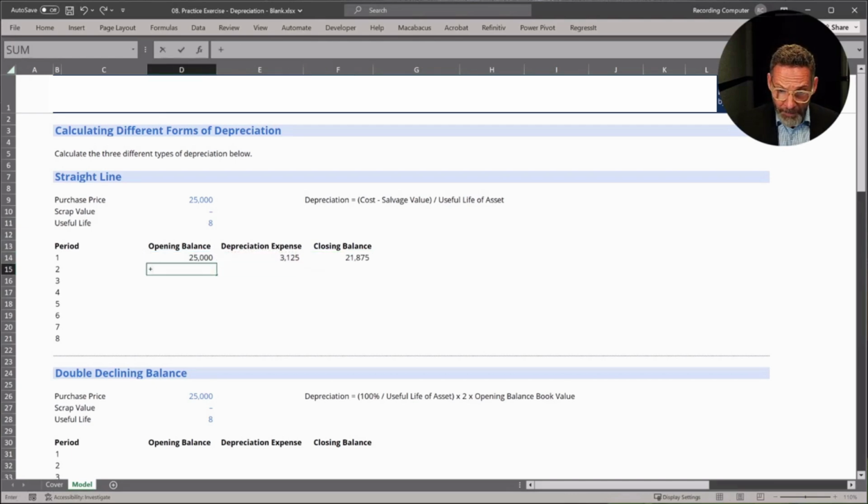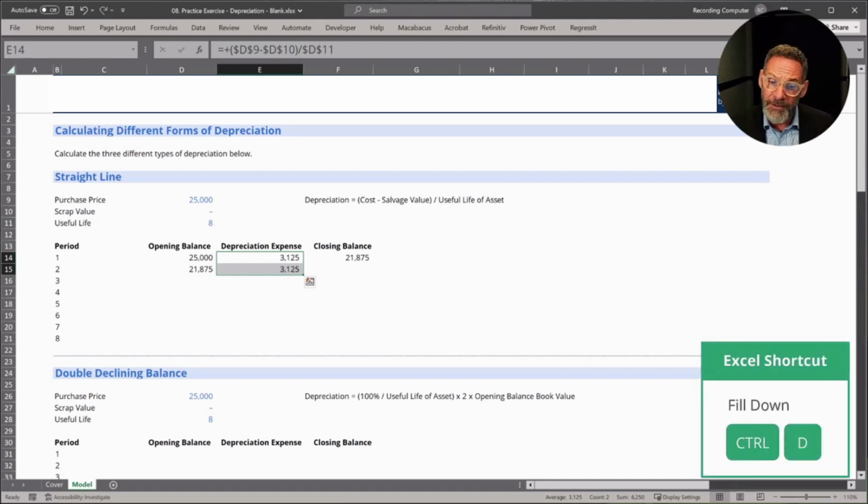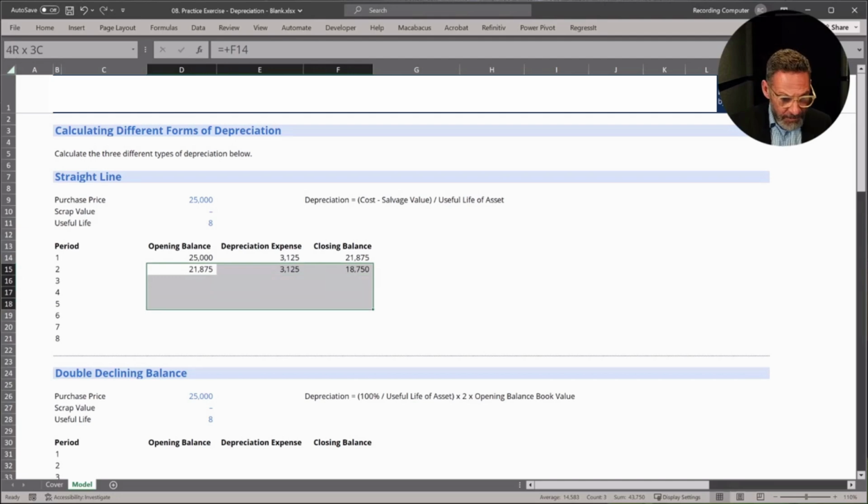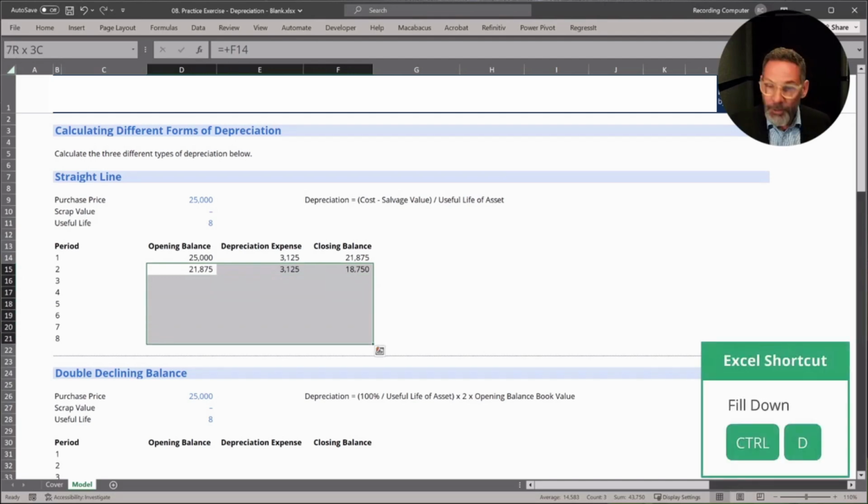Now, our opening balance is going to be the closing balance. Our depreciation expense isn't changed, so I just did Control D, fill down. And our closing balance will be the opening balance minus the depreciation expense. And then I'm going to highlight this. I'm just going to copy it down. I'm using the shortcut Control D.